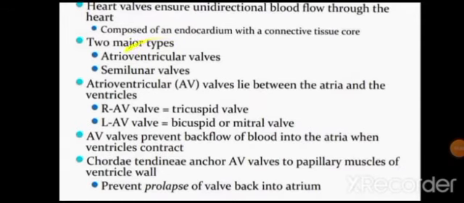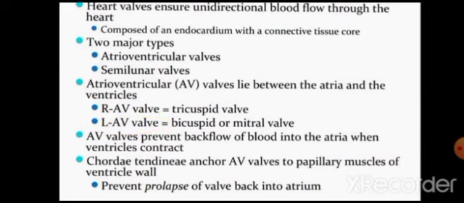There are two major types: atrioventricular valves and semilunar valves. In the name atrioventricular there is an indication that it is present between the atrium and ventricles. And semilunar valves are present on the aorta and pulmonary arteries. Let's look at the atrioventricular valves that lie between the atria and ventricles. There are two atrioventricular valves, the right atrioventricular valve and the left atrioventricular valve.